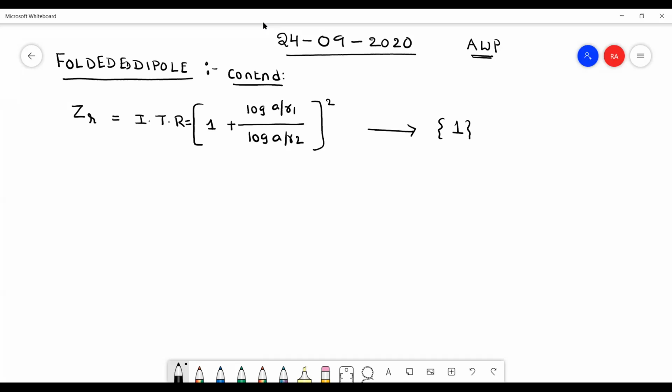This is the formula in which the spacing between conductors and the radius are both involved, on which the ITR depends. From this one, we have the conclusion: the ITR depends on both the radius, R1 and R2.